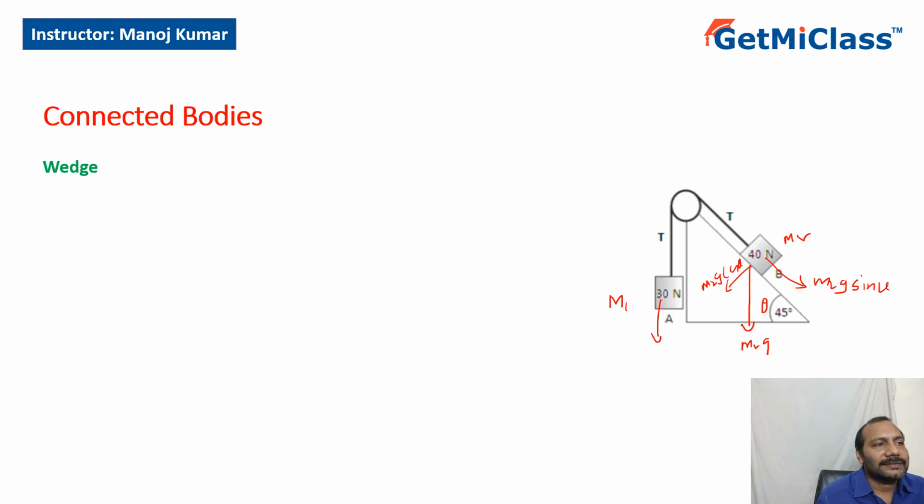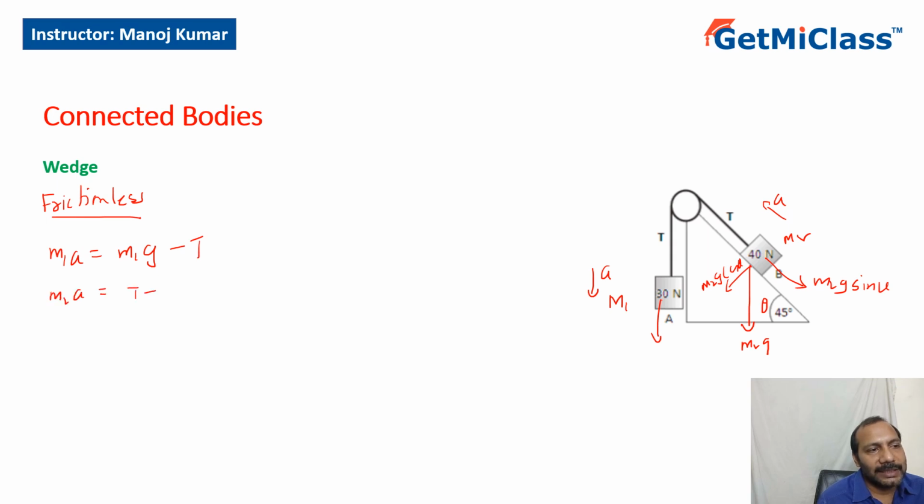Now let's first consider a situation where friction is not there, frictionless situation. So if it is frictionless, tension T is acting. Let's say M1 is very much heavier and it comes down, the system moves like this. M1 moves down with acceleration A and M2 moves up with acceleration A. Then for M1, I can write M1 into A equal to M1G minus T. For M2, I can write M2 into A equal to T minus M2G sine theta.